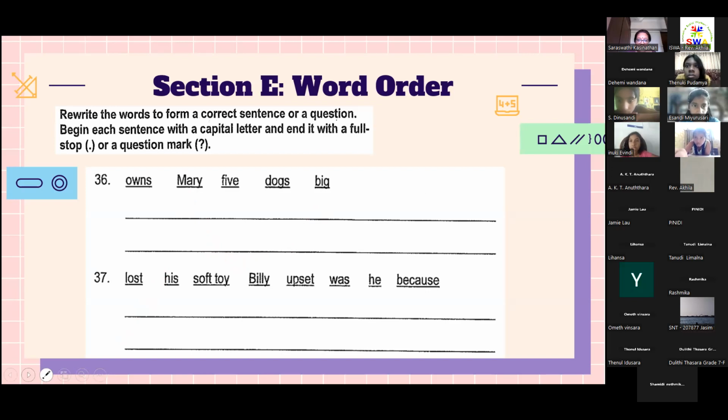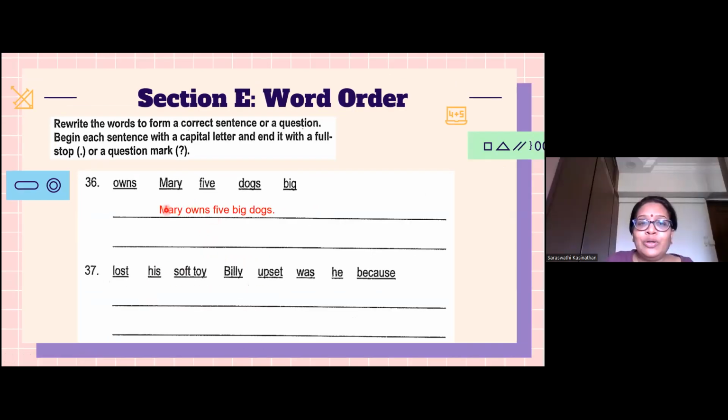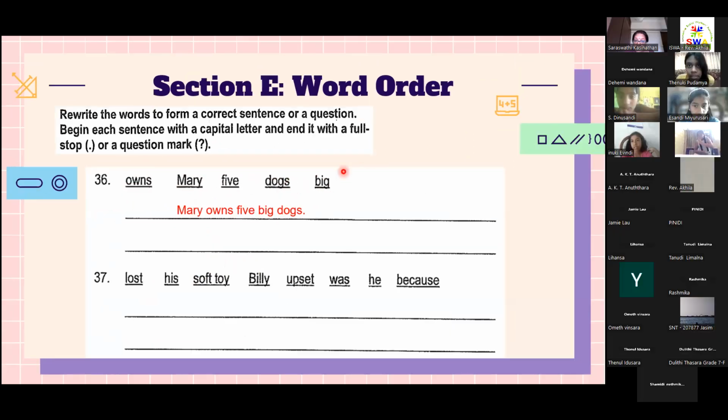Mary owns five big dogs. Yes, very good. Mary owns 5 big dogs. All right. So remember, here it is not shown, but in your own paper or when you are doing it at home, make sure you write the numbers on top and you cancel them as you write the words out.